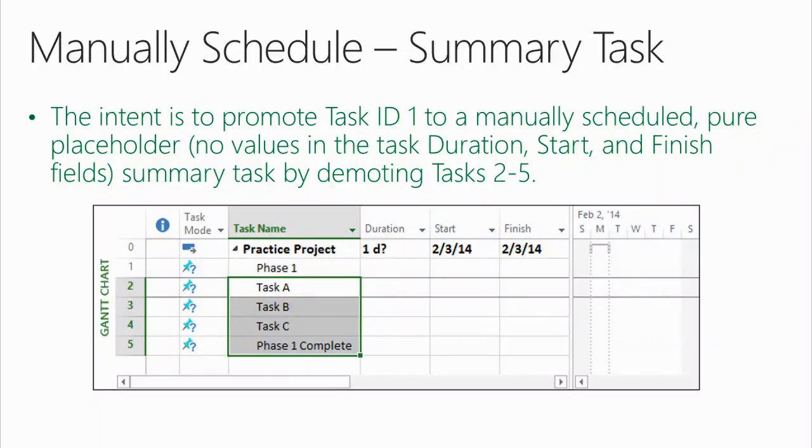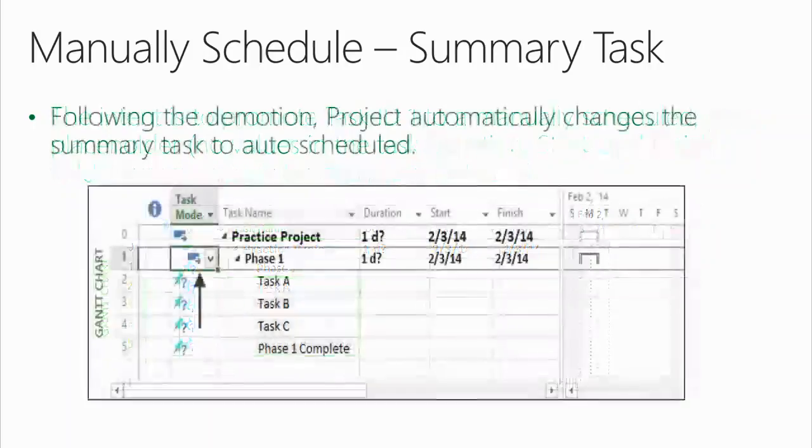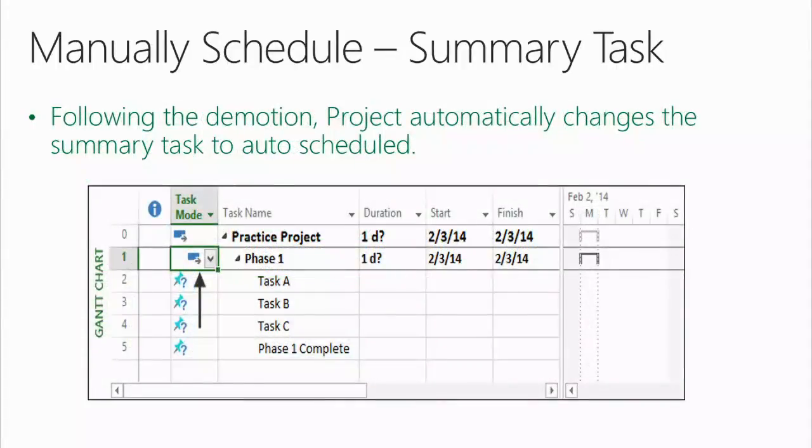So let's say we do that. We go to Project, Outline, Indent. And all of a sudden, this happens. Following the demotion, Project automatically changes the summary task to auto-scheduled. That's interesting. A new user would look at this and go, I don't understand. All I did was indent these 4 tasks and promote that first one to a summary task. Why did Project change the mode automatically? As we keep moving along through this presentation, things are going to continue to happen if you go outside the intent of this functionality that are kind of hard to understand. And this is one of them right here, but we're trying to use it for top-down planning.